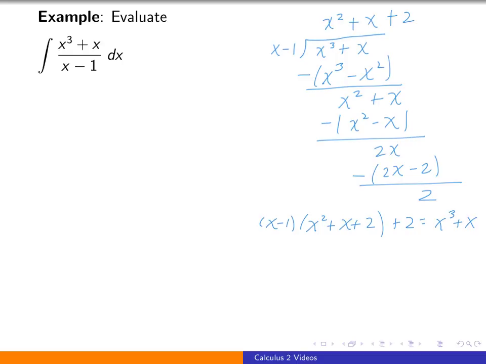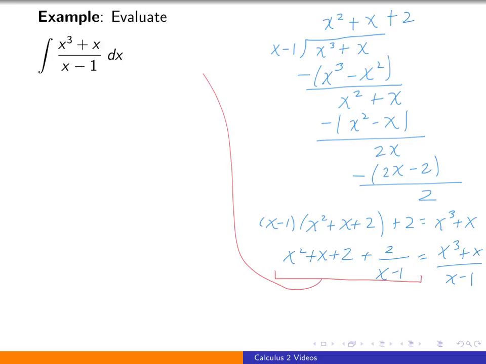And what we would like to do, thinking back in terms of our integral, is come up with a more convenient way of expressing x cubed plus x over x minus 1. So we have our x cubed plus x. Let's just divide every term by x minus 1. So when we do that, we have the x squared plus x plus 2 plus 2 over x minus 1 equals x cubed plus x over x minus 1. And we've now done exactly what we needed to do. We have a more convenient way of expressing x cubed plus x over x minus 1.